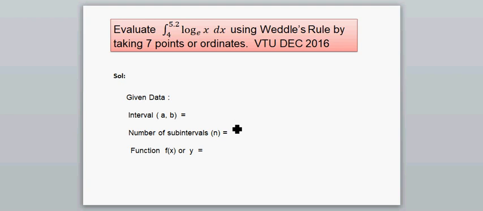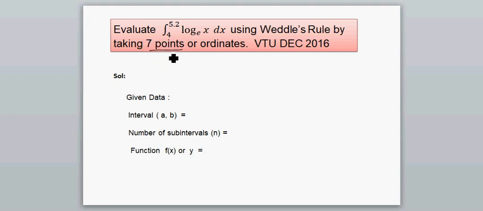In the previous video we discussed how to write Weddle's formula. Now let's see an example of how to evaluate an integral numerically by using Weddle's rule. Remember, Weddle's rule always requires the number of subintervals to be a multiple of 6, that is 6 or 12. Here in this case we have been given 7 points.